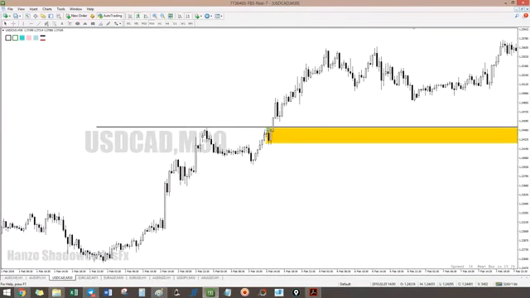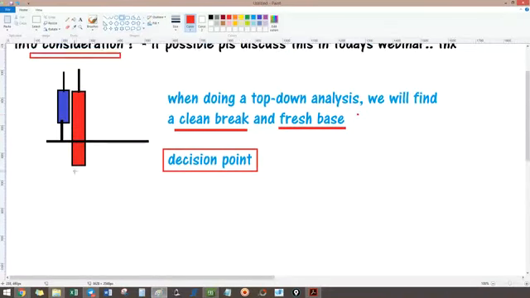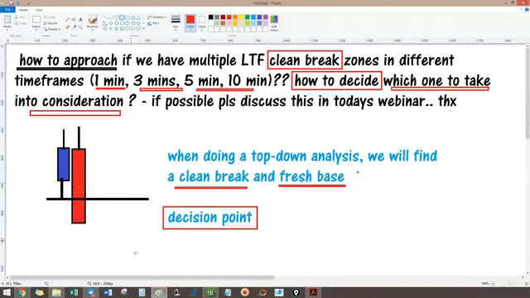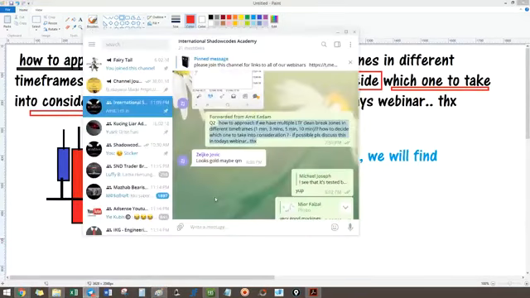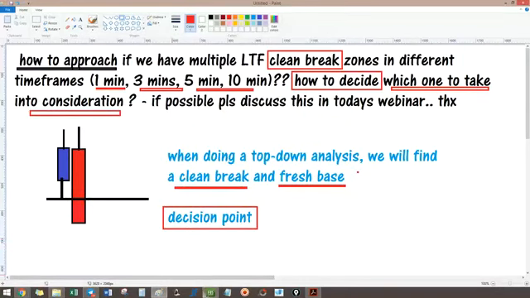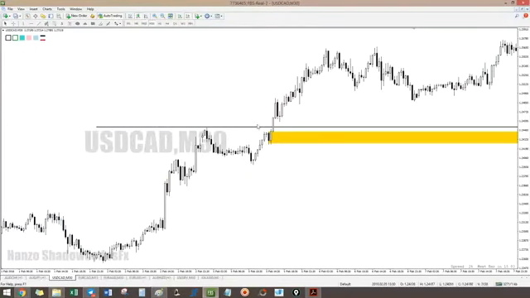Okay, we have a clean break here. Remember, if you want to find this decision point during a live trade, I think that one is Michael's question. This one I will discuss today: in 1 minute, how to decide which one to take into consideration. All right, I will answer Amit's question first. So this one is the clean break.